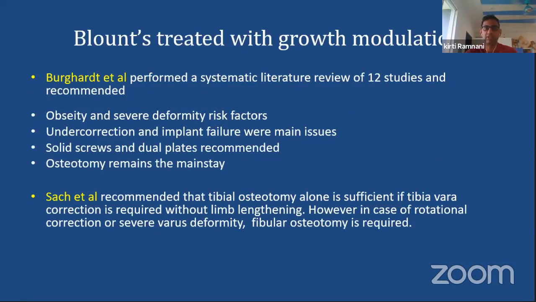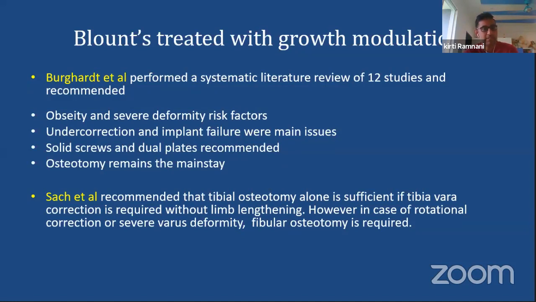Again, Blount's treated with growth modulation, as Dr. Tushar sir also mentioned in the study. The tension band platings are not very effective. Obesity and severe deformities become the risk factor. Undercorrection and implant failure were the main issues, and they have recommended the use of dual plates, quad plates, and solid screws if you have to use a tension band plating. And osteotomy still remains the mainstay and becomes the salvage procedure also.